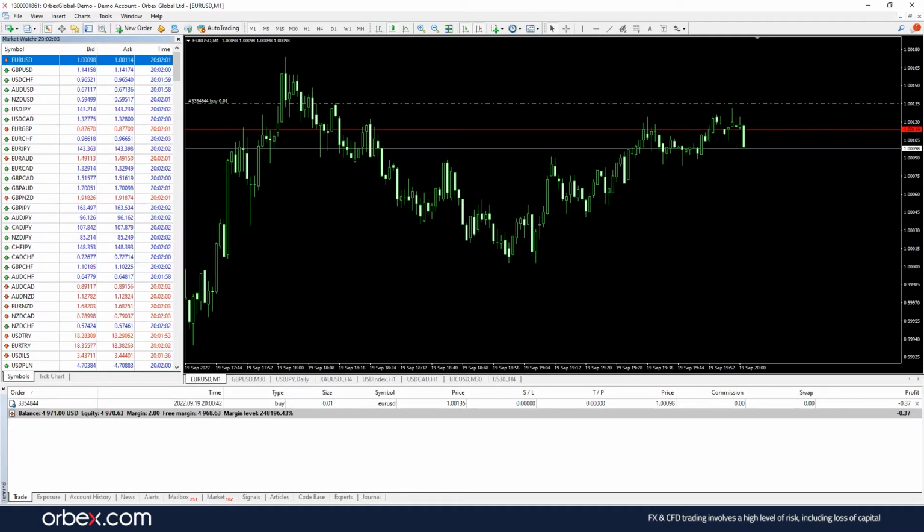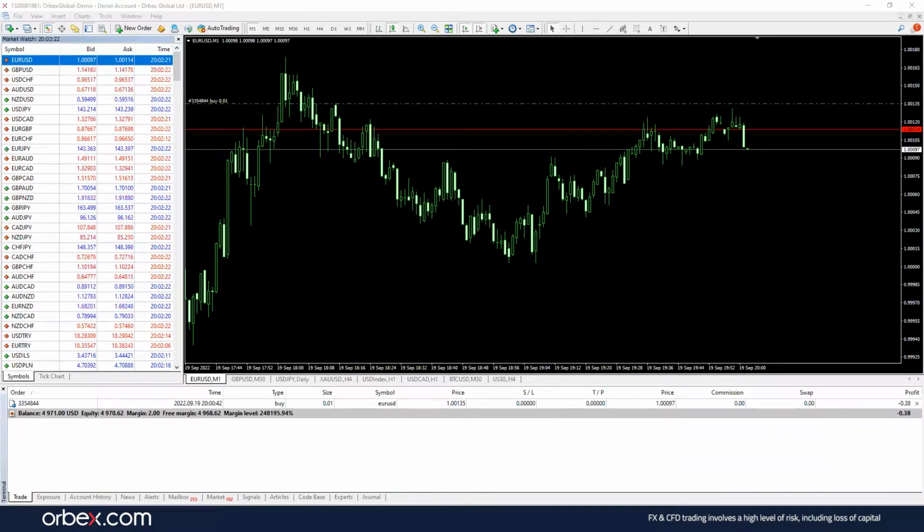So what is margin requirement? Basically, margin requirement is the amount of funds in your account that you need to open a particular trade. Now, I've opened a very small 0.01 lot of euro dollar. We'll get into lot sizes and prices shortly, but this is what we are looking at the moment.